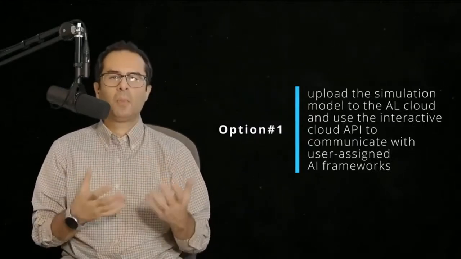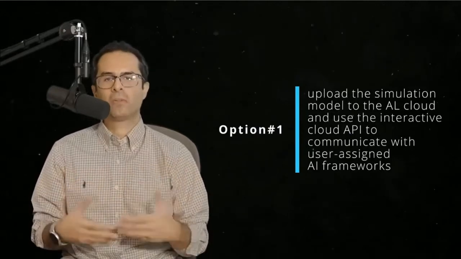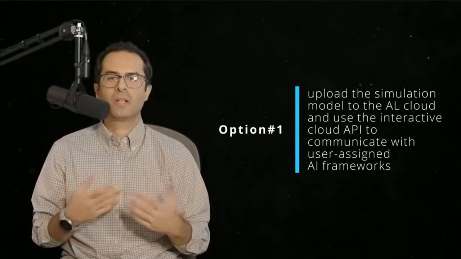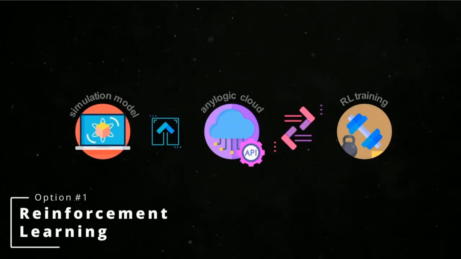Option 1, upload the simulation model to the AnyLogic Cloud and use the Interactive Cloud API to communicate with user-assigned AI frameworks. This option is for experts with manually defined RL training code who wish to train using simulation environments hosted on AnyLogic Cloud. Owners of AnyLogic Private Cloud have access to an interactive Python API which takes care of running the models on a scalable server-based platform. This option would be available by the end of this year.